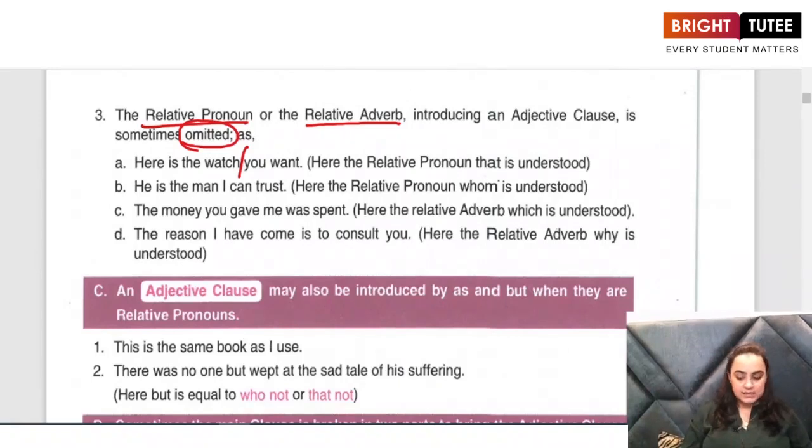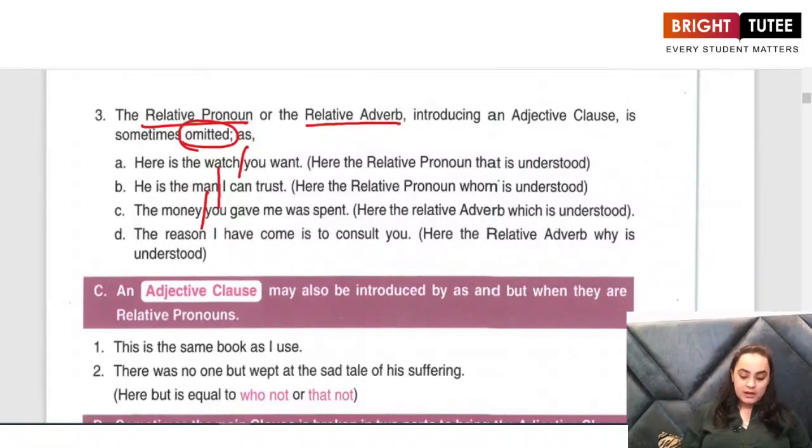Similarly, look at the second sentence. He is the man I can trust. What is missing? He is the man whom I can trust. But even if I don't write whom, I am sure the sentence is making complete sense in itself and is very well understood. Look at the next sentence. The money you gave me was spent. So the money you gave me, or the money which you gave me, was spent. Even if I don't write which, my sentence is completely understood.